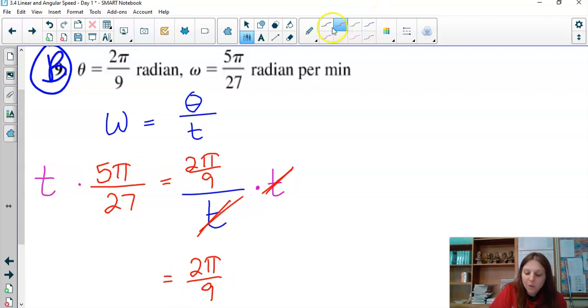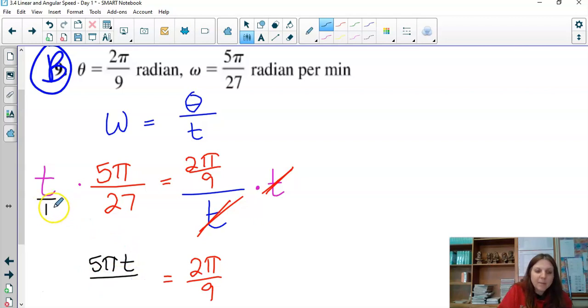Now on this side of the equation, I need to multiply that t back into this fraction. So if it's hard to think of it as t times 5 pi over 27, you can also think of it as t over 1. The t is multiplying with the numerator. So t times 5 pi is t 5 pi, or 5 pi t. And that's how I'm going to write it.